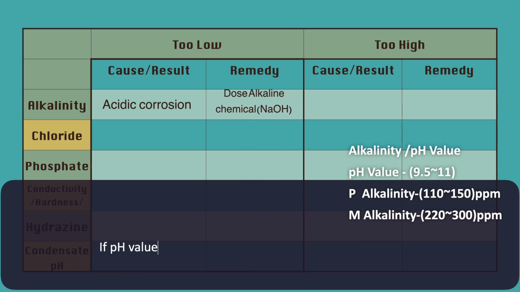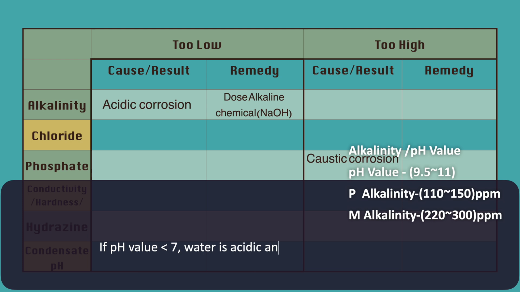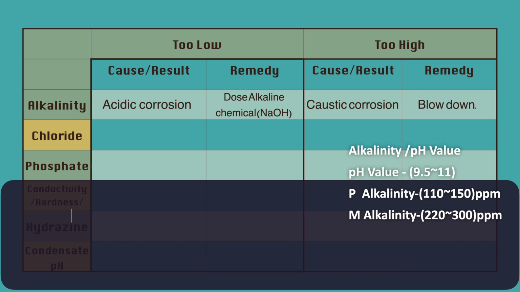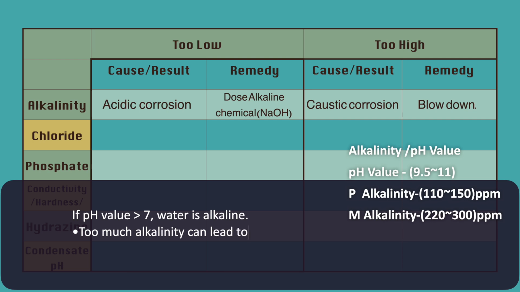If the feed water and boiler water become acidic, then the water acts as an electrolyte and promotes galvanic action, especially when different materials are present in the feed water system. If the pH value is less than 7, water is acidic and electrochemical corrosion can take place. If the pH value is greater than 7, water is alkaline.